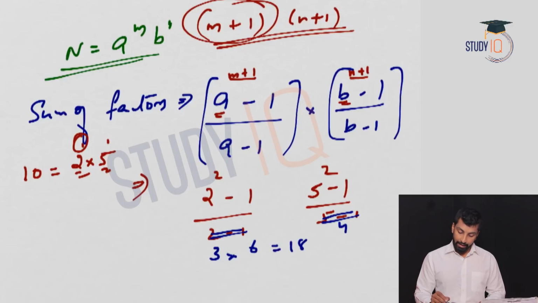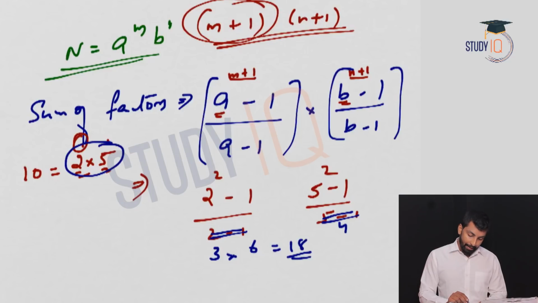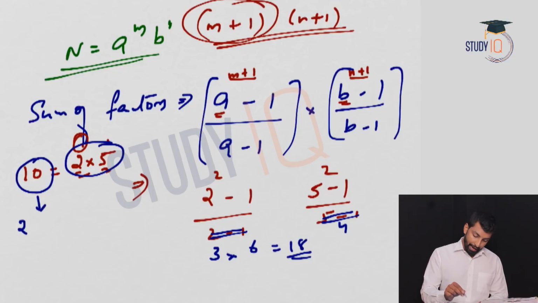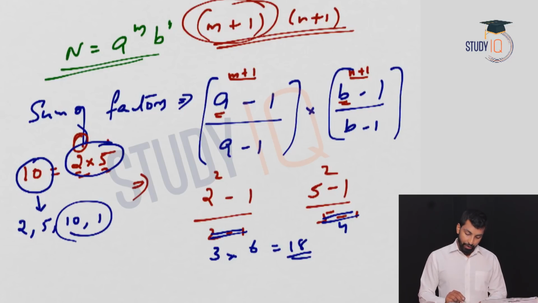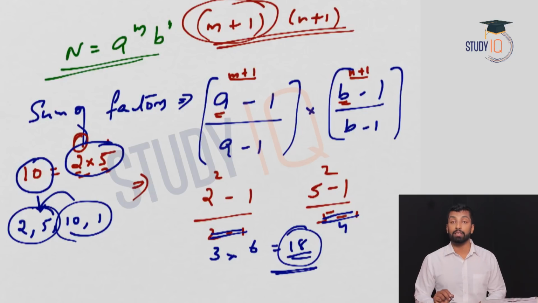So the sum is 18. Now why are you getting 18? Because it is the sum of factors of 10. What are the factors of 10? 1, 2, 5, 10. So 10 and 1 are factors, 2 and 5 are factors. So if you add, you get 18. That's what sum of factors is. I hope this is clear for all of you.